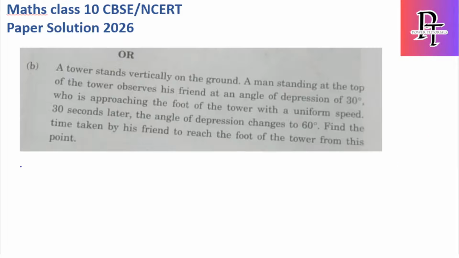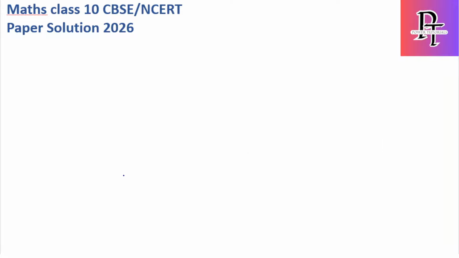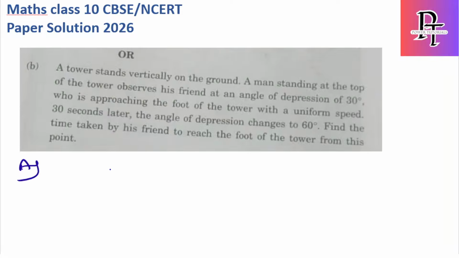Okay, now let's move to the B part. A tower stands vertical on the ground. A man standing at the top of the tower observes his friend at an angle of depression of 30 degrees. So here we have a tower, and a person is standing on top, and he observes his friend at an angle of depression of 30 degrees, who is approaching the foot of the tower. So let us assume his friend is at this position.